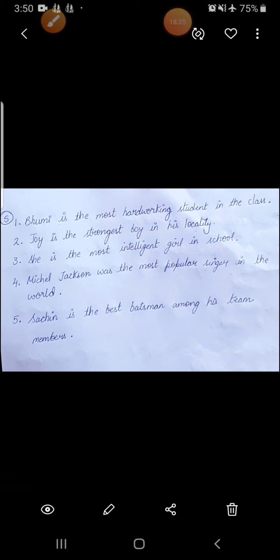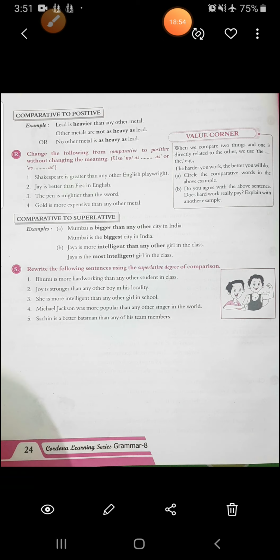See, Bhumi is the most hardworking student in the class. Second, Joy is the strongest boy in his locality. Third, she is the most intelligent girl in school. Fourth, Michael Jackson was the most popular singer in the world. Fifth, Sachin is the best batsman among his team members. So by this we finish this chapter.